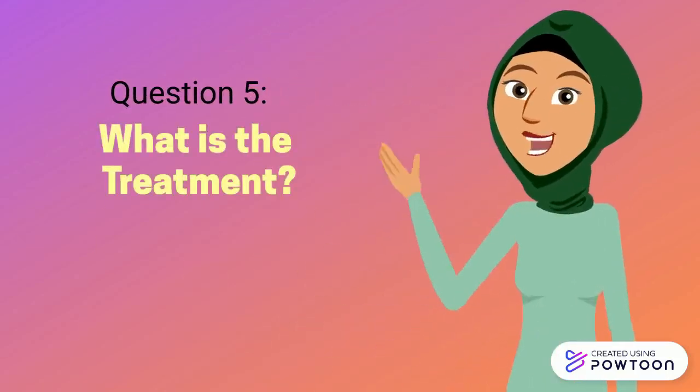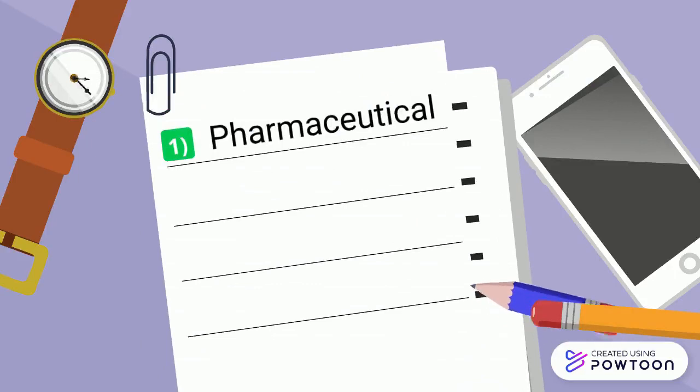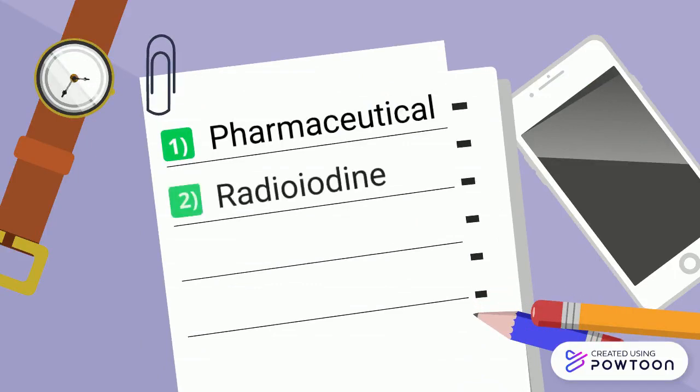What is the treatment for Graves' disease? Number 1, pharmaceutical therapy, which inhibits the thyroid peroxidase enzyme that helps with the synthesis of T3 and T4. Number 2, radioiodine therapy. Radioactive iodine can be taken and would cause it to decay into the element xenon and emit energy that destroys the surrounding thyroid tissue. And number 3, surgery, which consists of either a partial or a complete removal of the thyroid glands.